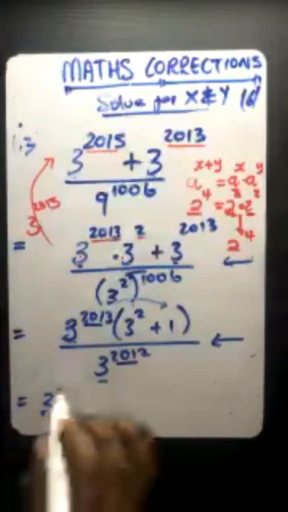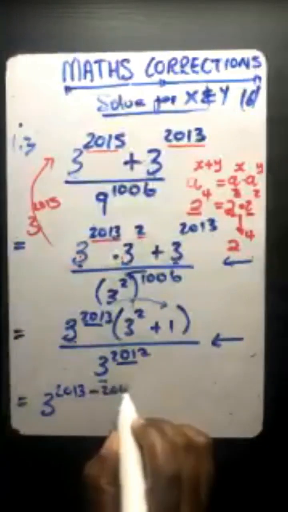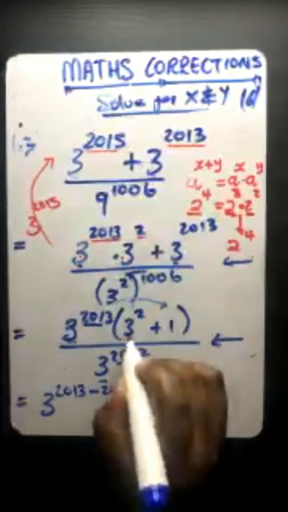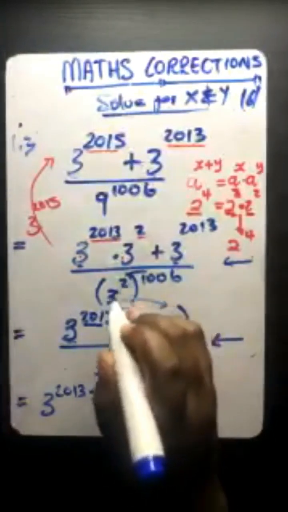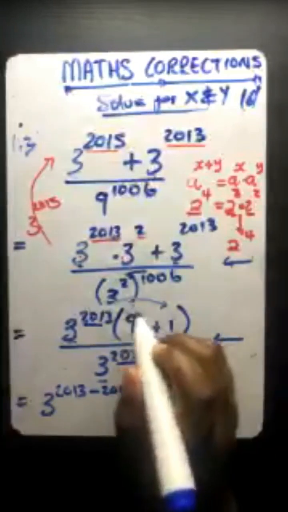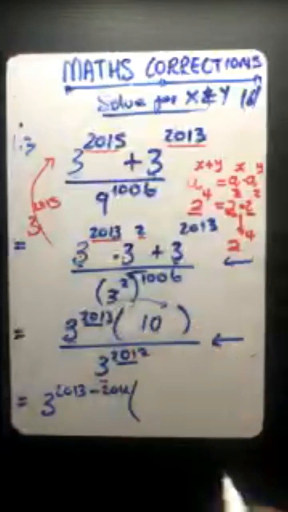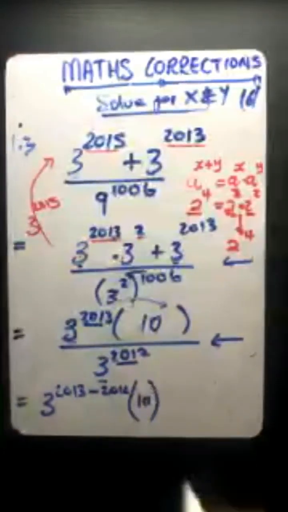So it's more like you're having 3 to the power of 2013 minus 2012 into what is 3 squared? That we know it's 9. Maybe let me write it as 9 because I don't have enough space. Then what is 9 plus 1? It ends up being 10. So that means we actually have 10 there.